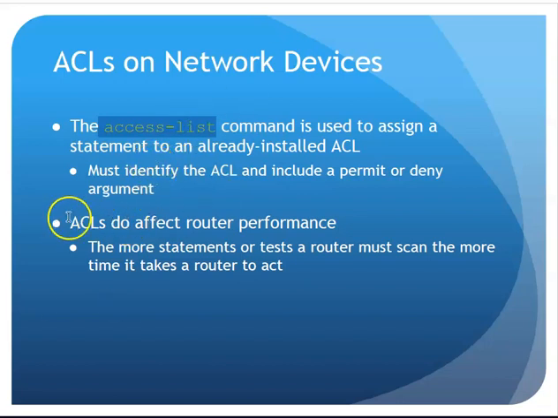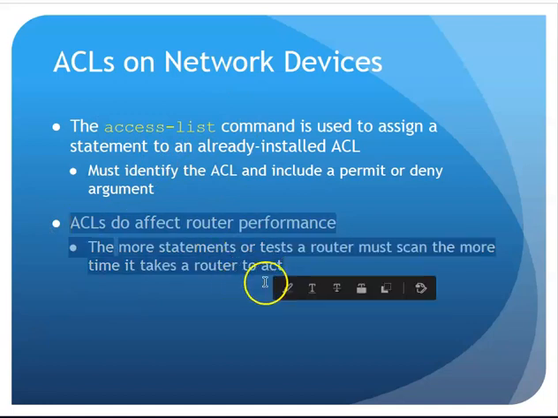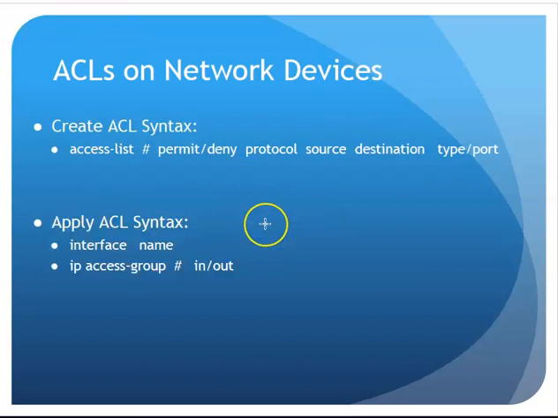I do need to remember that adding access lists affects my router's performance. Think about the security guard at the door of a room. The more things I have them check for, the more it's going to slow down people coming into the room. And same thing on the way out. If I have them check for 10 things versus 5 things, it's going to take longer for people to get out. So it does affect performance.